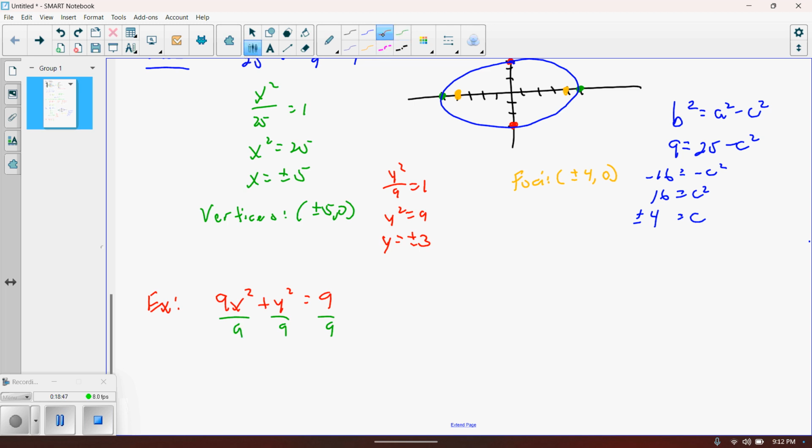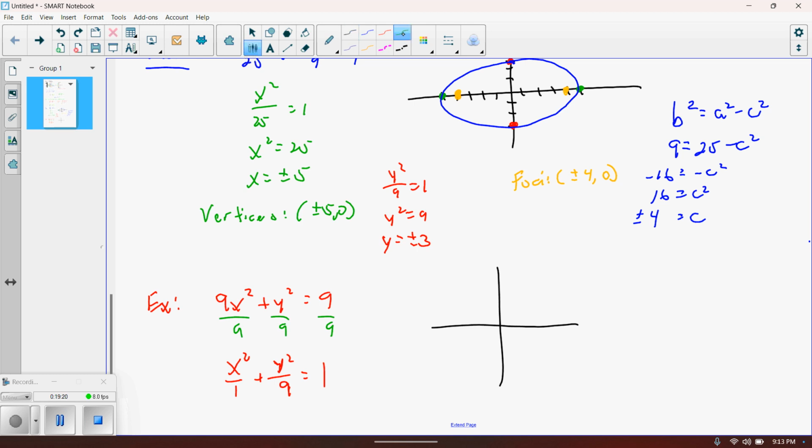So 9x squared divided by 9 is going to give me x squared. Technically, that's over 1, if you want to leave it like that, just so you can see it. The next one is just y squared over 9. And then the right side now becomes 1. And that is now in standard form. The bigger value underneath of the x squared and y squared is the 9, which means that is your major axis. So it will be along the y-axis.